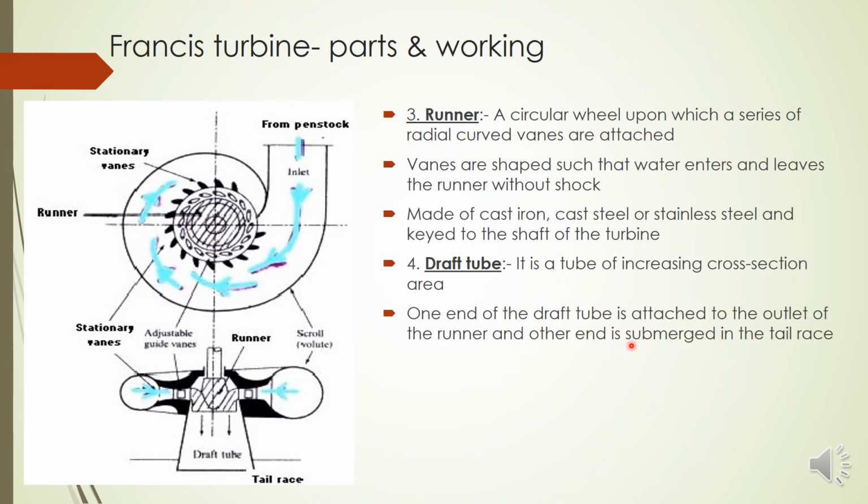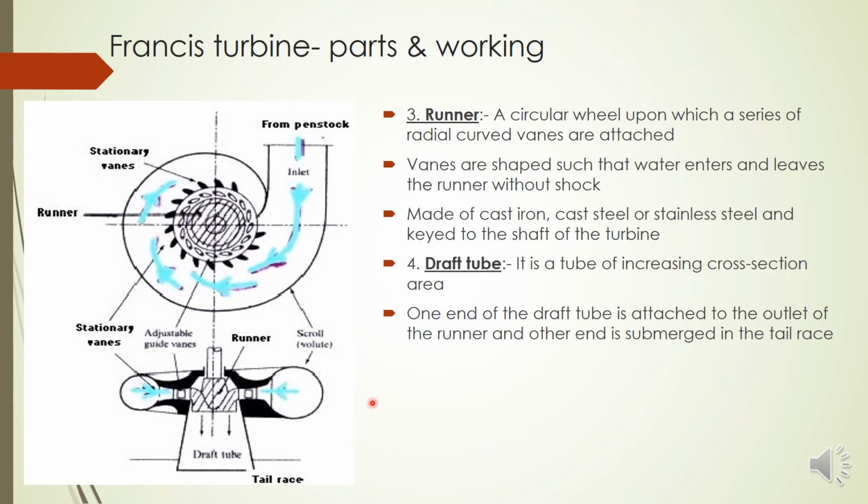You can see here one end of the draft tube is at the outlet of the runner, and the other end is submerged in the tail race. So this is the tail race. One end is submerged in the tail race, the larger end. The smaller end is at the outlet of the runner.